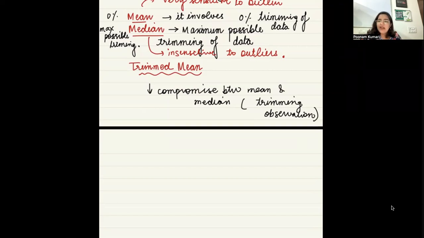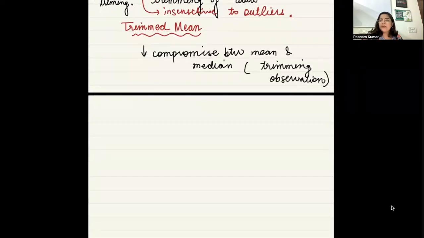Is the objective clear why we are talking about trimmed mean? Because we want some middle ground between mean and median. Usually, if somebody gives you a trimming of 5% to 25%, that is a good enough measure of the center of the data.